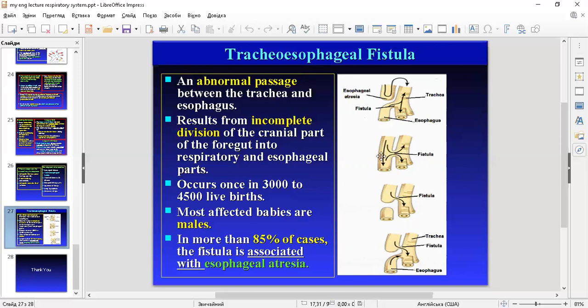And again, to repeat: it is an abnormal passage between the trachea and esophagus.